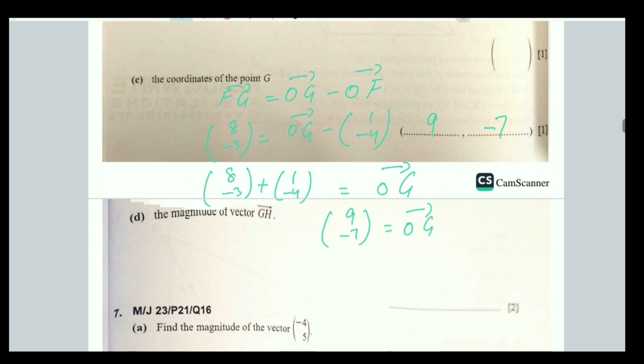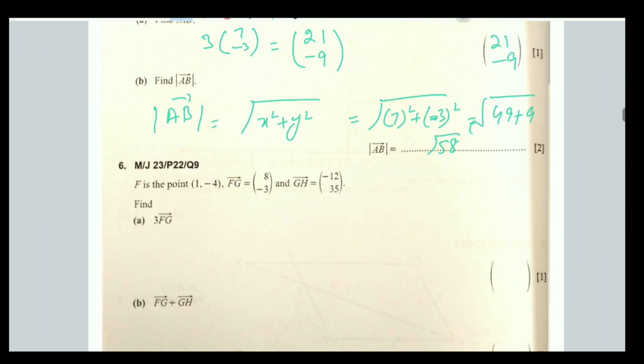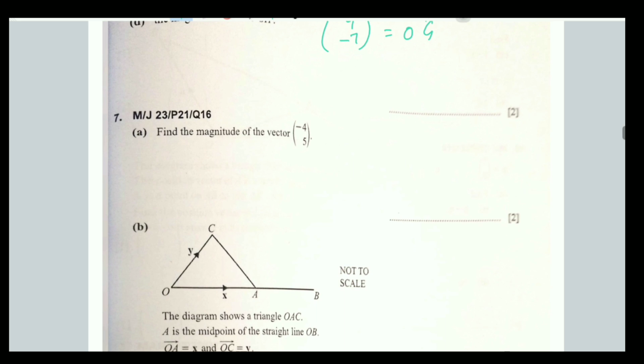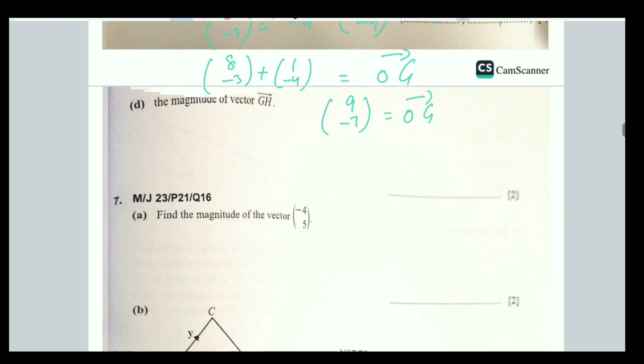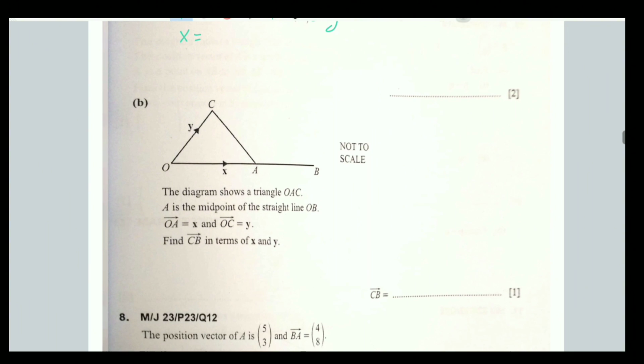For the magnitude of vector GH, I have solved a magnitude question above, so you have to solve it with the same method. The magnitude of vector (4, 5), you have to use the same method. Suppose this vector's first value is x and second value is y. Put these values in the formula for the magnitude of the vector and solve it.